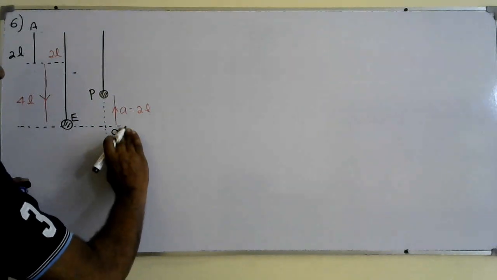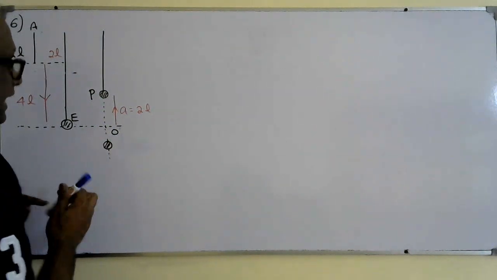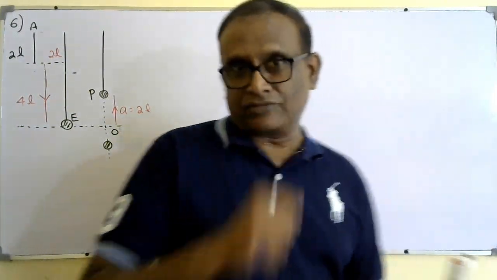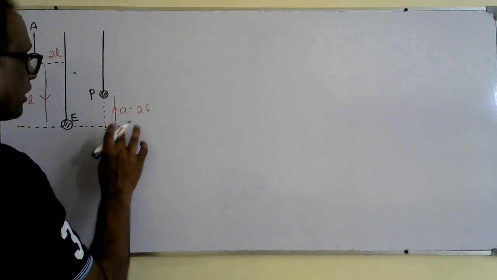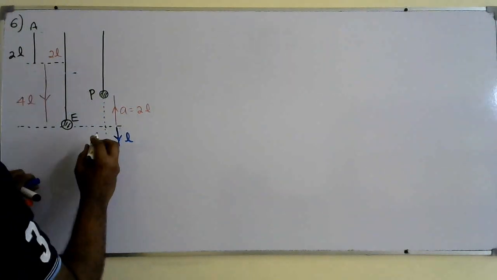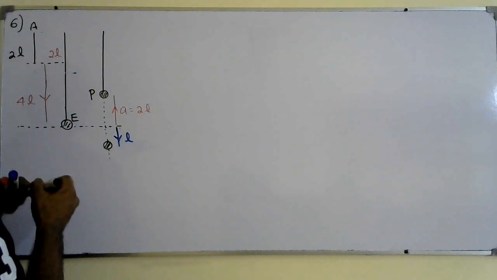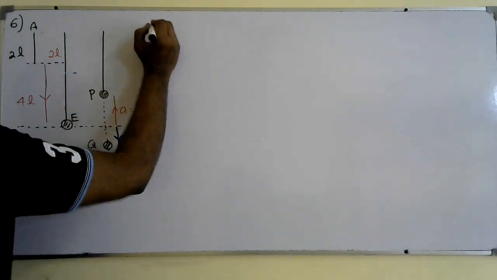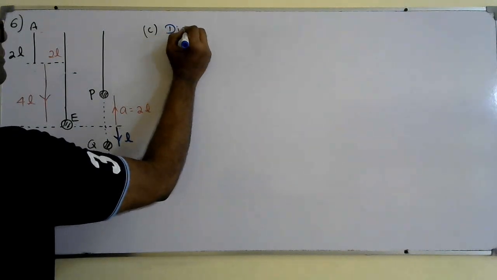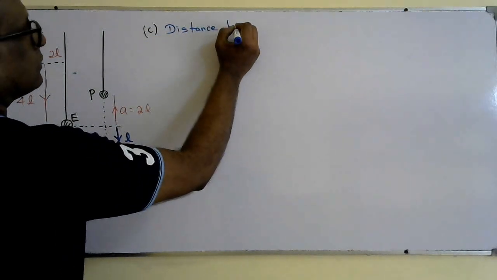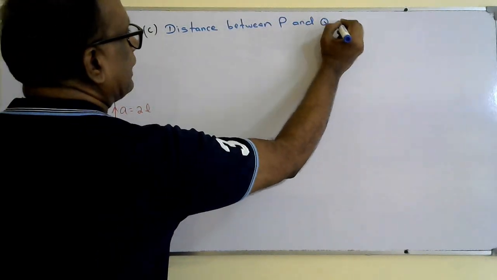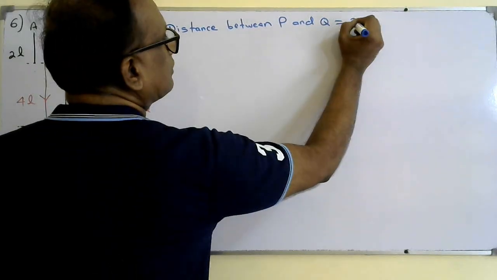I can say the displacement of the particle becomes, initially 2L on one side, to L on the other side. Careful, 2L on one side to L on the other side. What's the time? So this displacement is L. The distance is from here to here. The distance between P and Q is 3L. So, part C, the distance between P and Q equals 2L plus L, 3L.